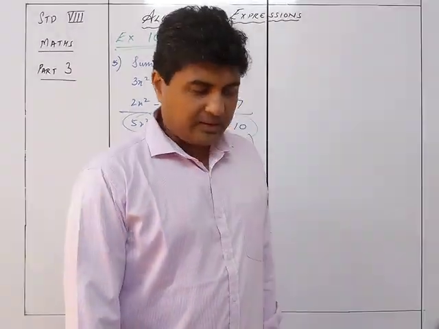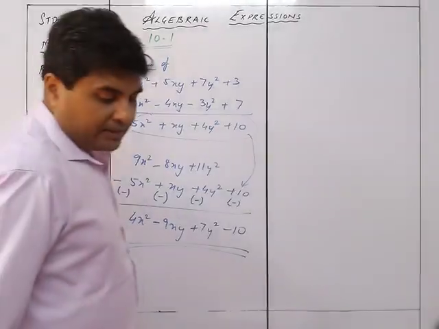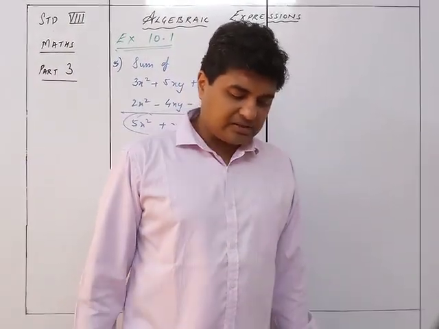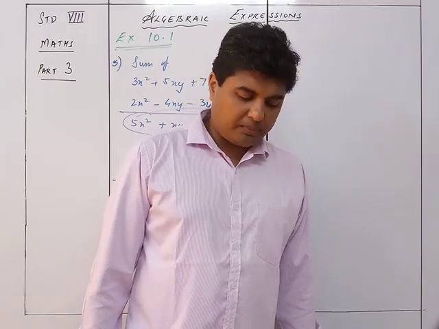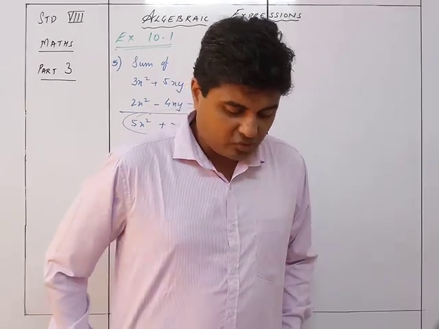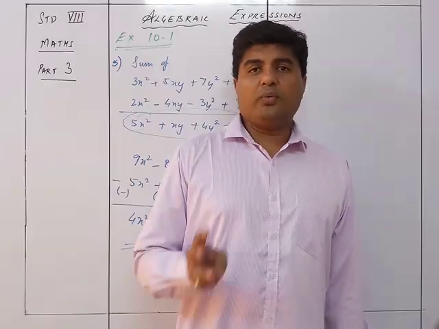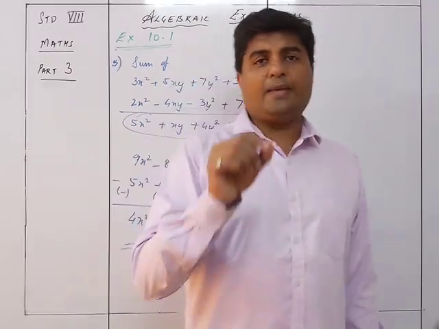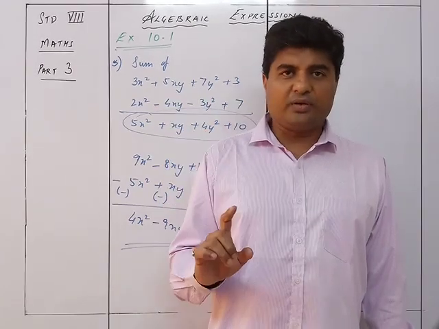We now take the 7th question. The perimeter of the triangle is 7p square minus 5p plus 11 and two sides are given. Okay, so we need to find out the third side. So you know that perimeter is equal to side 1 plus side 2 plus side 3. Two sides are given to you. You need to find out the third side.